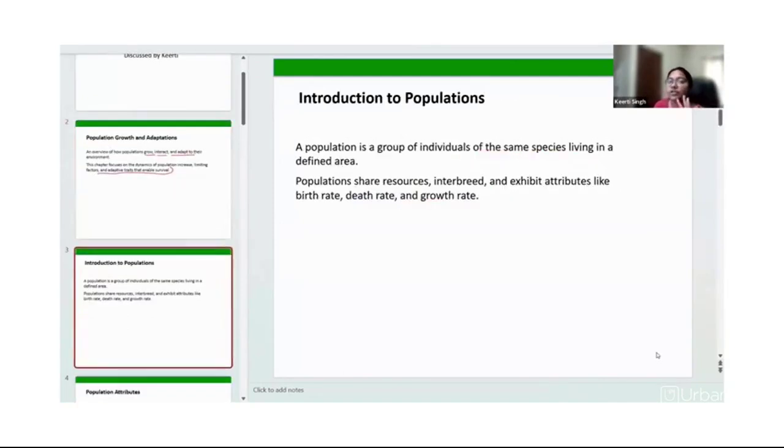So I already told you population is a group of individuals, right? Of the same species, right? Which are living in a defined area. Okay. And of course, since they are living in a particular area, they are going to share the resources. They are of the same species, it means they are going to interbreed, right? They will exhibit some kind of attributes. Like, what are these attributes? The birth rate, death rate, the growth rate.